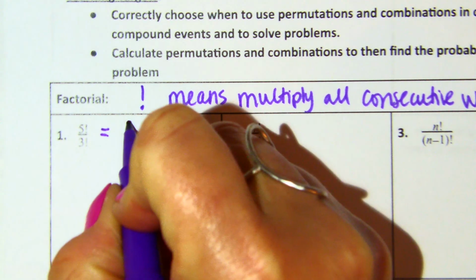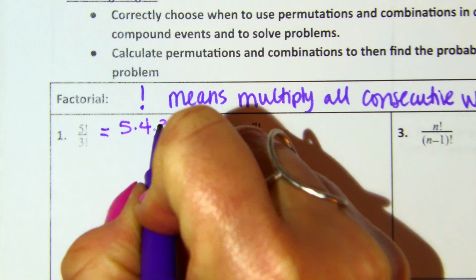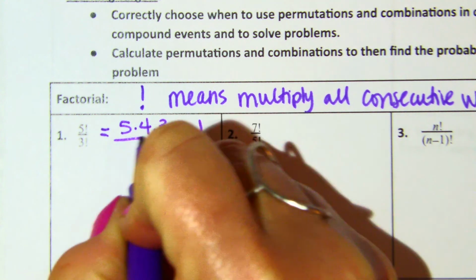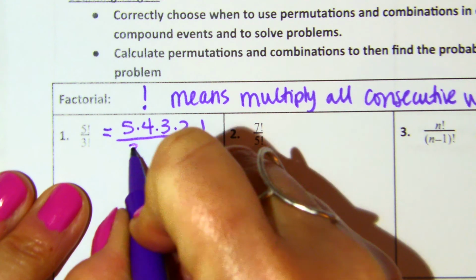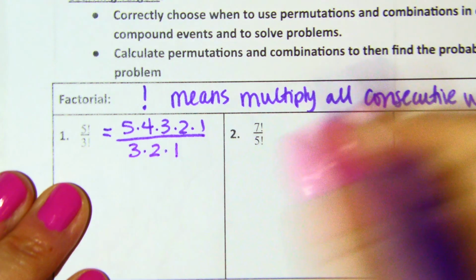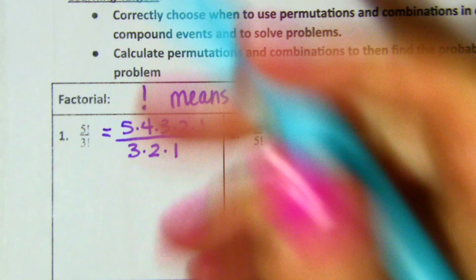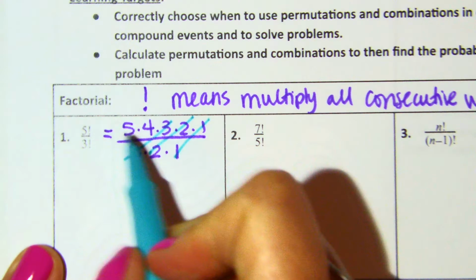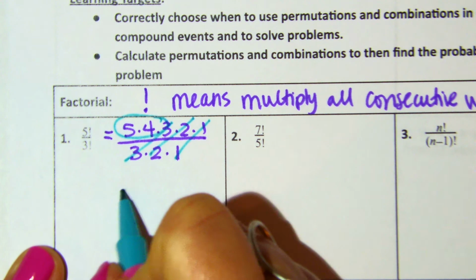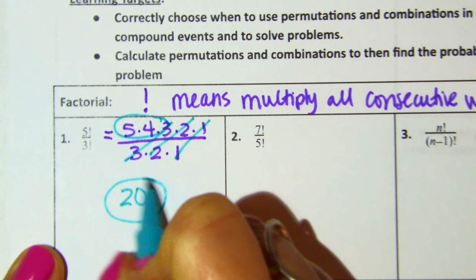So 5 factorial is 5 times 4 times 3 times 2 times 1. And then on the bottom, 3 factorial is 3 times 2 times 1. What you should notice is that these cancel, and those cancel. So really it's just 5 times 4, which is 20.